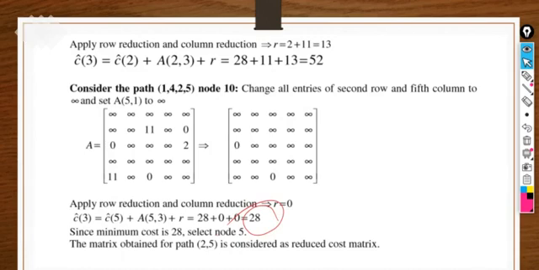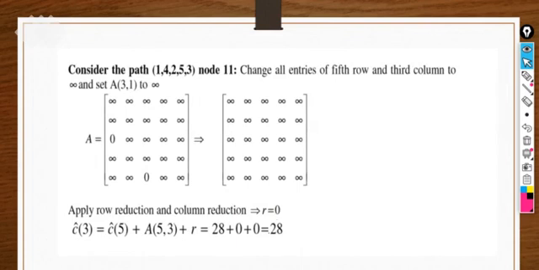So the matrix obtained is in the reduced form now, and we are getting 28 as the minimum cost at last, and everything will become infinity if you are getting the solution exactly. So there is an accuracy check also; you can find out at last. Everything will be infinity. If that happens, you have not made any mistake throughout the solution of the problem.